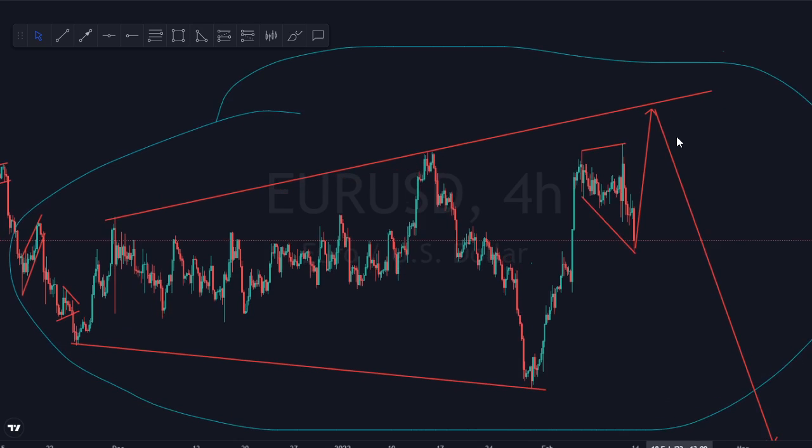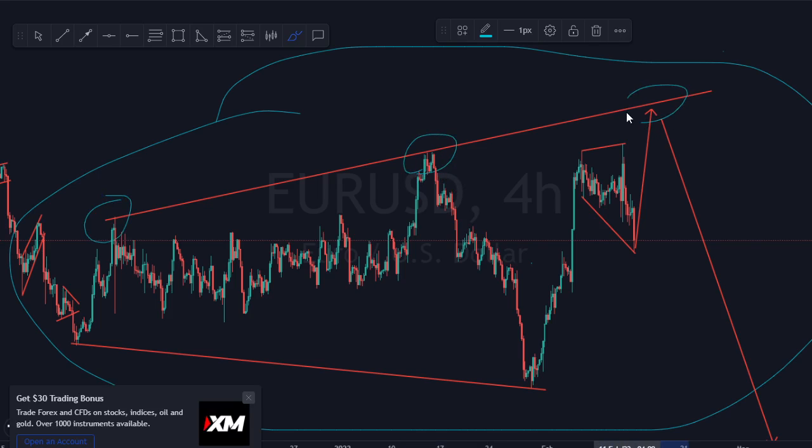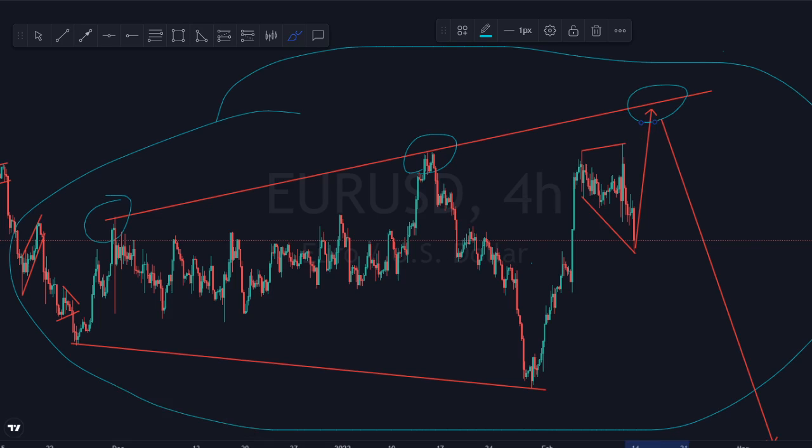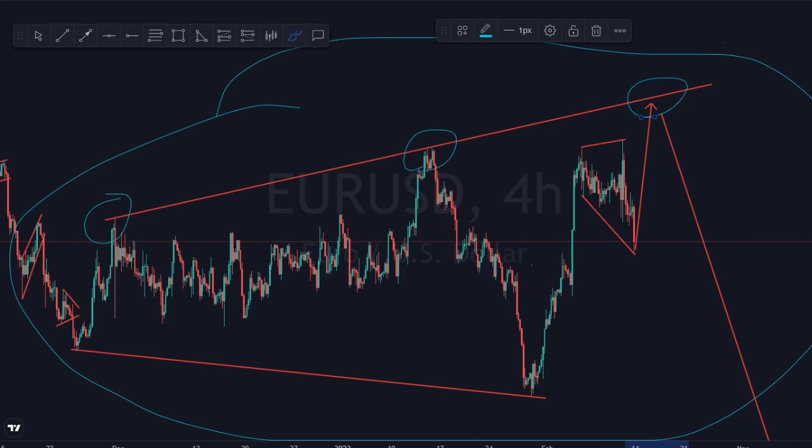And what would also confirm this sell, guys, is when it completes here, because this is the first touch, second touch, and the third touch, guys. So here you see we have quite a bit of sell confluence, guys. The downtrend, the continuation pattern, and the third touch.